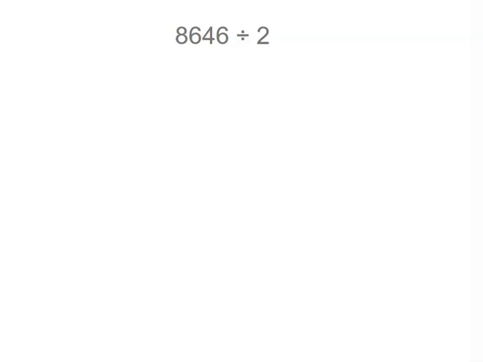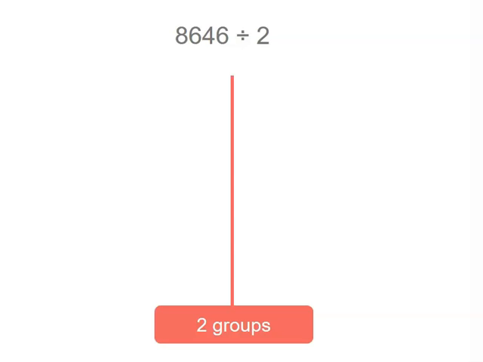Let's say we've got 8,646 divided by 2. We can take half of that, which is the same as making 2 groups. But instead of just thinking what half of that number is, let's take the thousands first and break it into 2 groups. So I'm going to put each group on the side of the line, one on the left and one on the right. Half of 8,000 means each group gets 4,000. Half of 600 means each group gets 300. Half of 40 means each group gets 20. And half of 6 means each group gets 3.